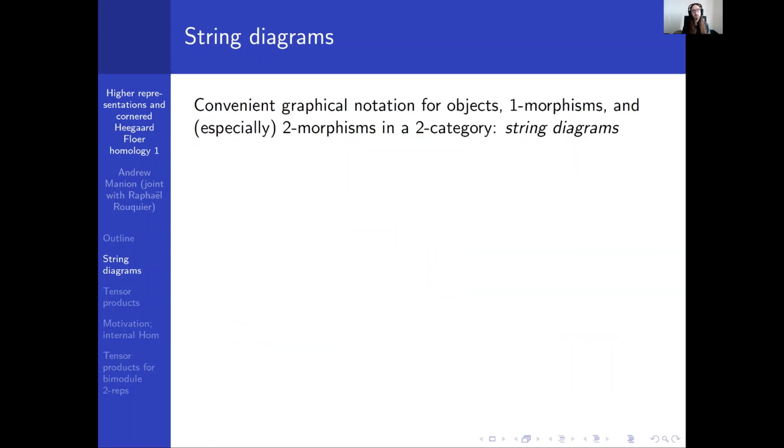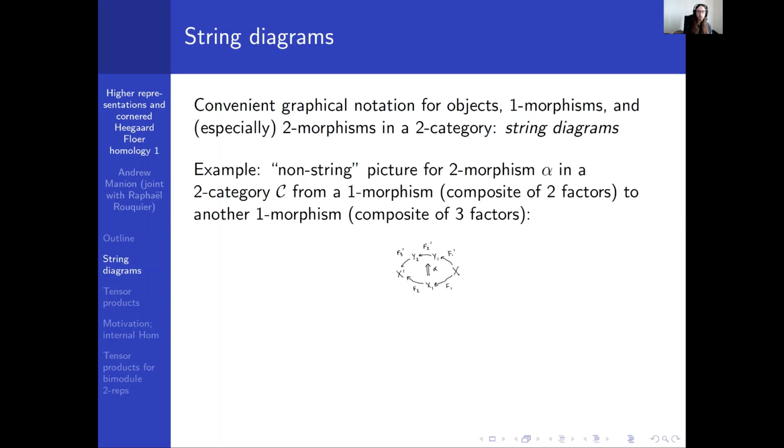Okay. And so there's a convenient notation for drawing, especially good for drawing two morphisms in a two category. You also indicate objects and morphisms in this language. So this is the string calculus. And so I drew this picture here. Suppose I have two objects, x and x prime, in a two category. Then along the top of this little blob, I have three one morphisms being composed, f3 prime of f2 prime of f1 prime. And that composition goes from x to x prime. Now the bottom of this blob is f2 of f1. That also goes from x to x prime.